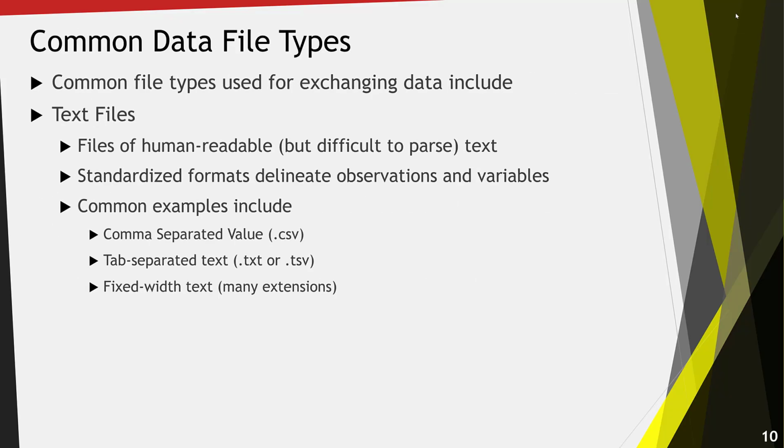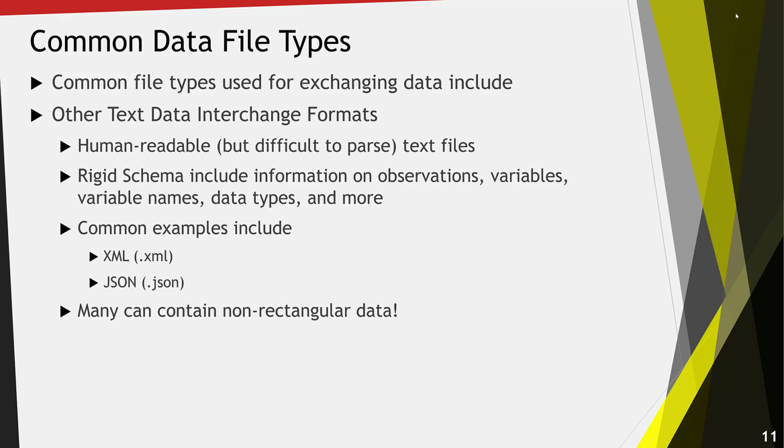There are many file formats used for exchanging data, but some are very common. Probably the most common are text files. These are files of human-readable, but often difficult to parse text. They have standardized formats to delineate observations and variables. Some common examples include comma-separated value files. They usually have the CSV extension, tab-separated text, which might have a TXT or TSV extension, and fixed-width files. These may have many different extensions.